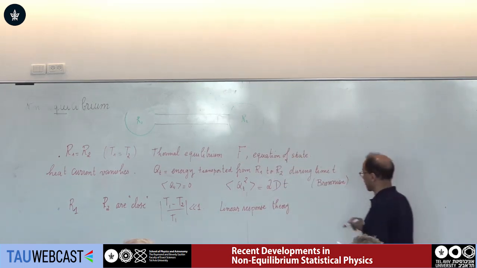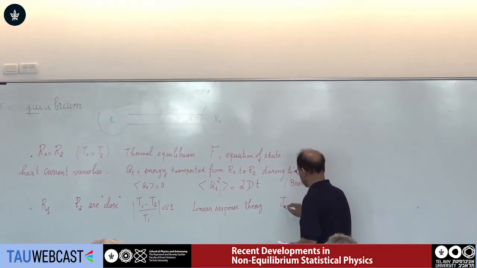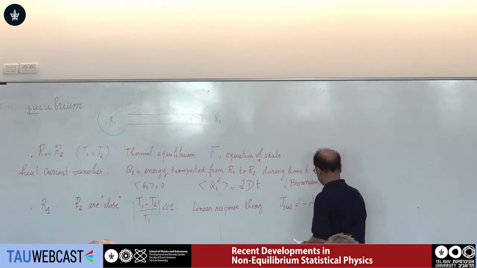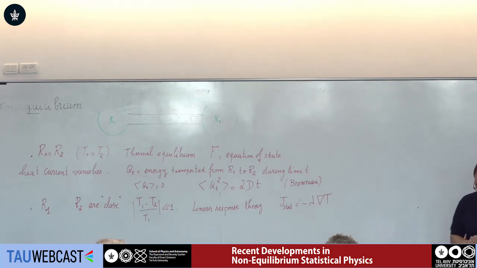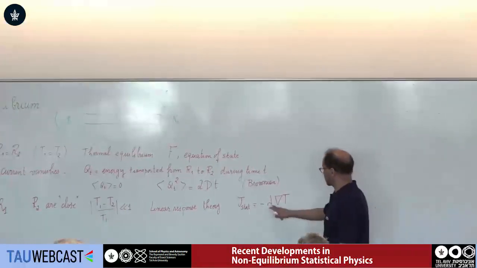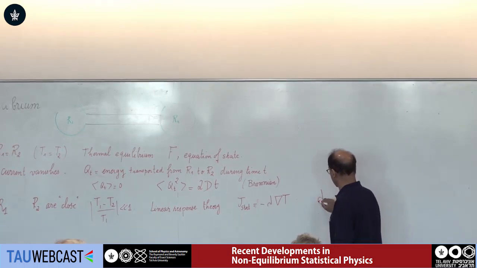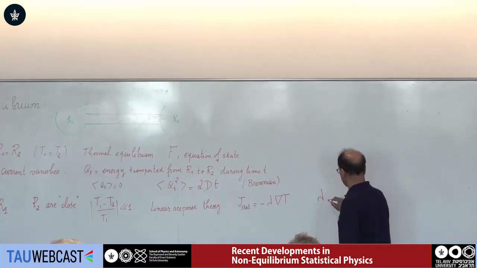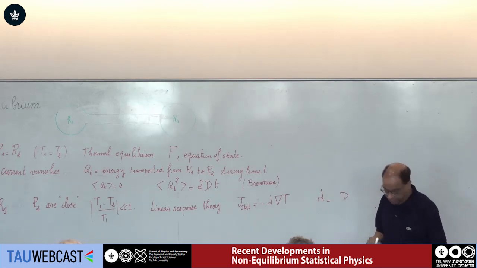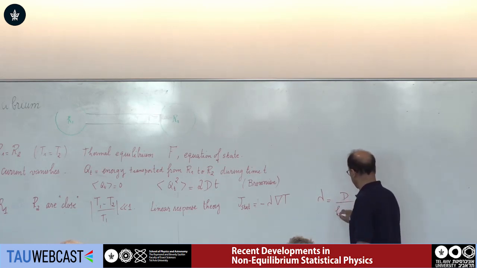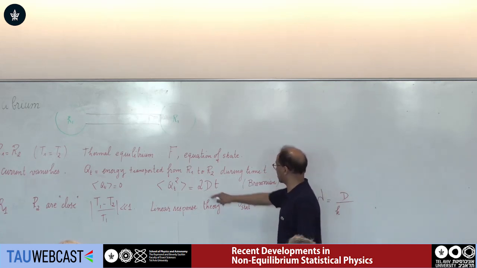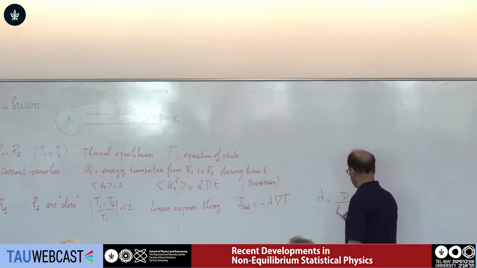And typically there will be a stationary current, heat current or particle current, which will be proportional to the gradient of temperature, the difference of temperatures between left and right. And this lambda, which is the thermal conductivity, will be related to the fluctuations at equilibrium by an Einstein type of relation.